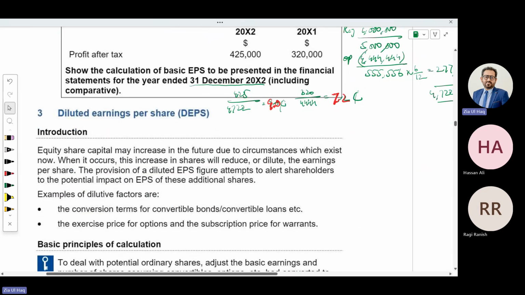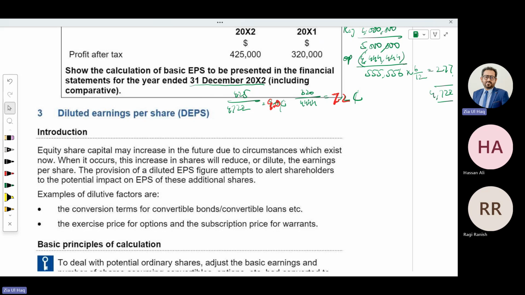The word diluted, what does it mean? Dilute. You have studied chemistry, science. What is meant by diluted? It's from less, reduced, going to reduce. Diluted means going to reduce. If there are chances your future EPS will reduce due to some commitments, then you need to calculate both EPS, basic as well as diluted. Why? For shareholders' better decision making.